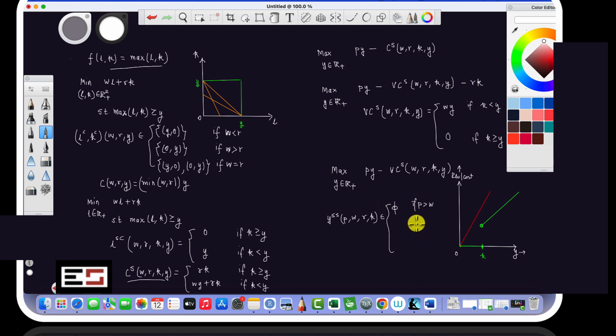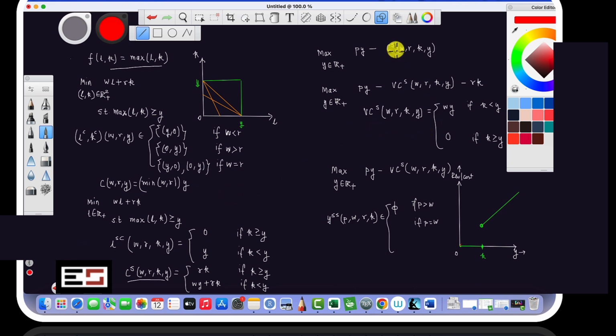If p is equal to w, in that case the supply function will look like this.